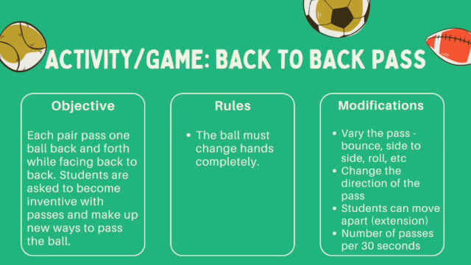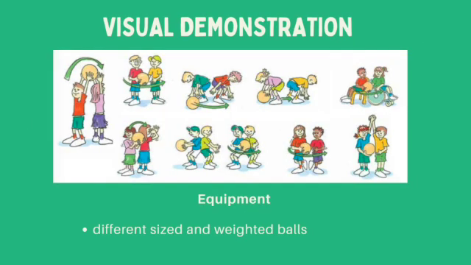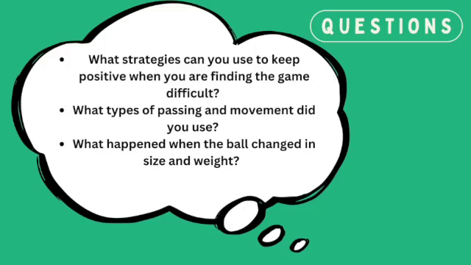changing the direction of the pass, changing the distance between the students, and limiting the number of passes per 30 seconds. Equipment for this activity includes different sized and weighted balls. Prompting questions the teacher could ask include different strategies they used, skills they used, types of passes they used, and how they communicated with their partner.